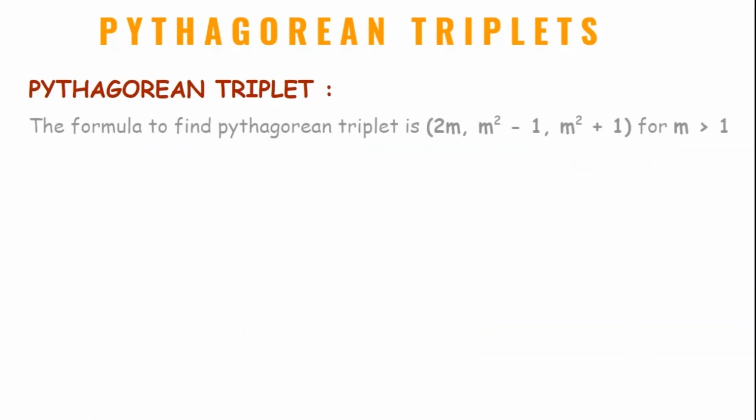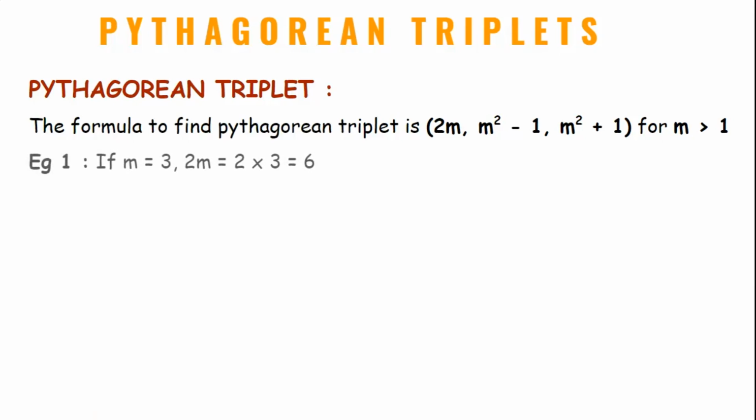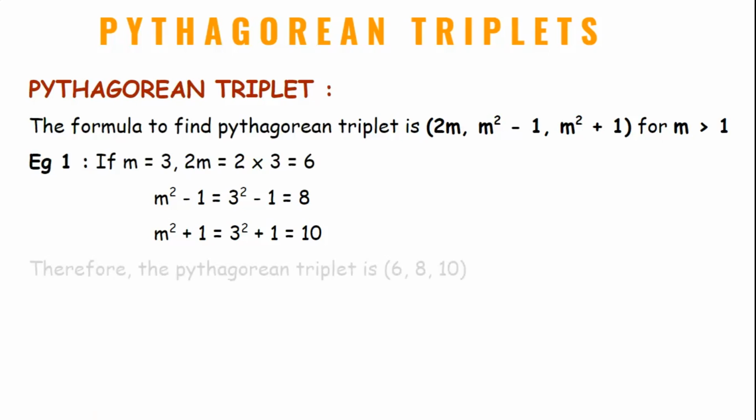There is a formula to find Pythagorean triplets, that is 2m, m square minus 1, m square plus 1 for m greater than 1. Now let us see some examples to form the Pythagorean triplets. If m is equal to 3, 2m becomes 2 into 3, which is 6. M square minus 1 is equal to 3 square minus 1, which is 9 minus 1, that is 8, and m square plus 1 is equal to 3 square plus 1, which is 9 plus 1, which is equal to 10. Therefore, the Pythagorean triplet is 6, 8, 10.